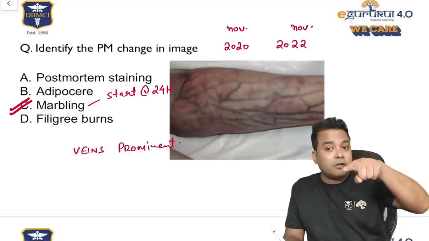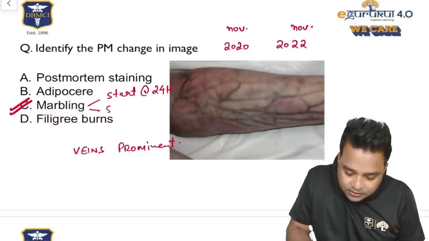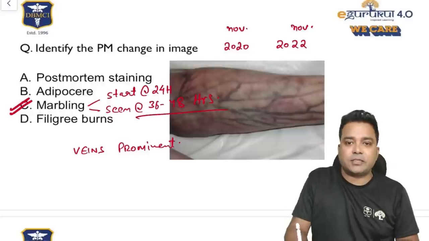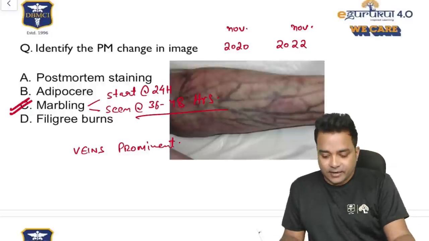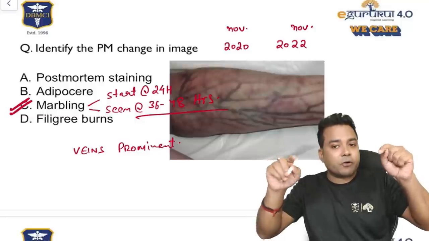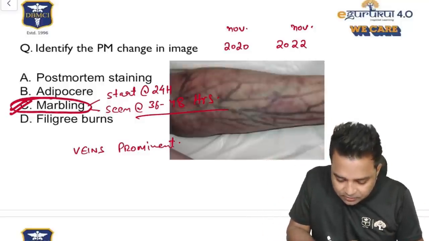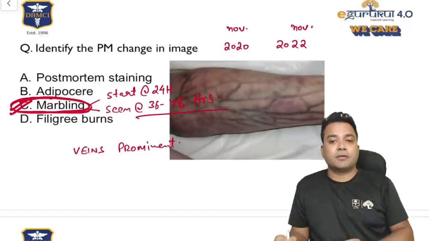But for this to become visible, this is seen at what time? Answer will go with 36 to 48 hours. Correct? The same thing was asked in our All India exams. So marbling is one question area which is a hot favorite for all the exams.